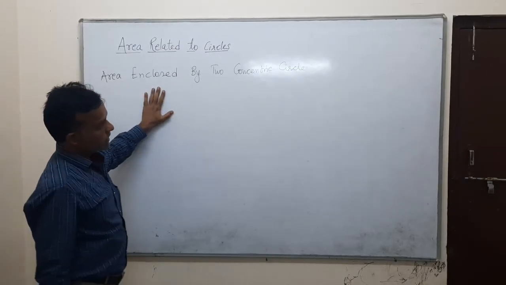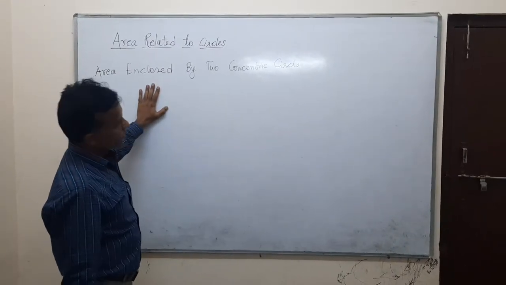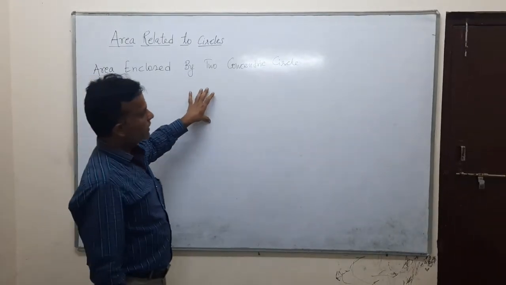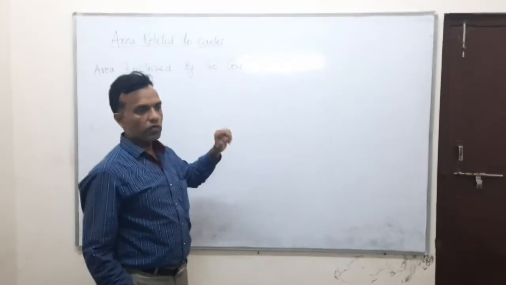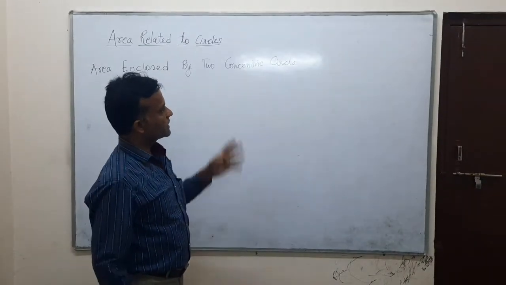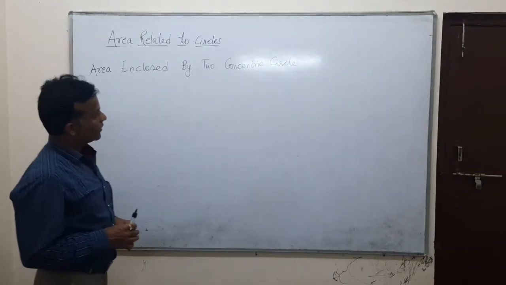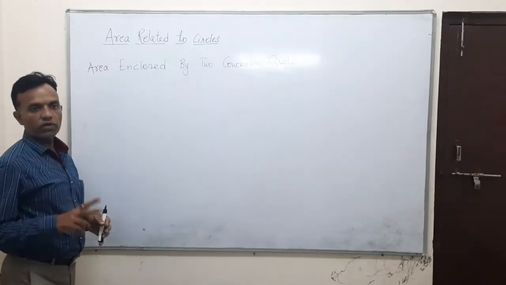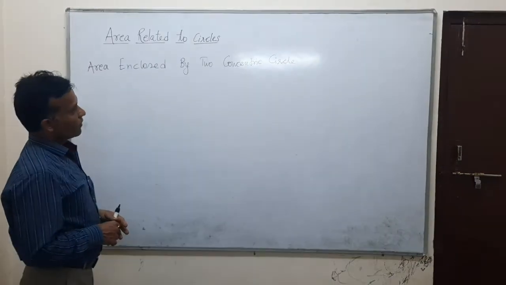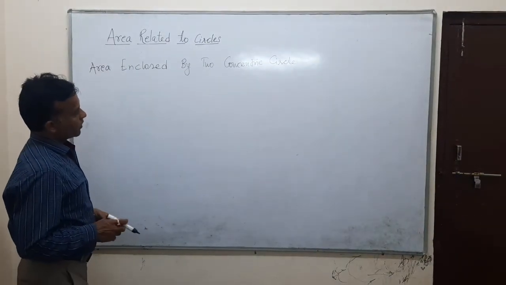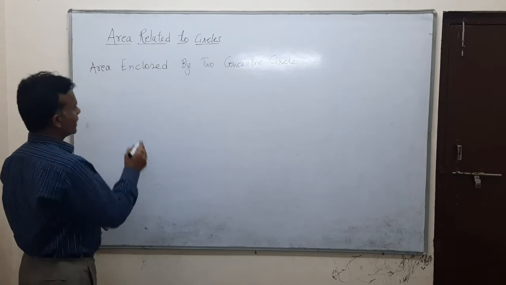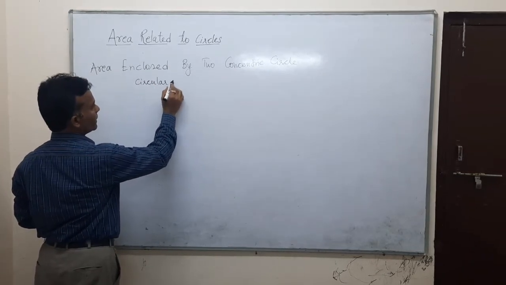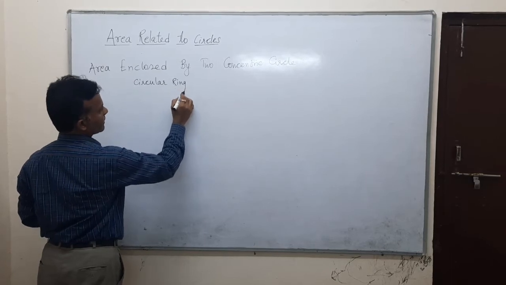Area enclosed by 2 concentric circles. What do we mean by concentric? Concentric means the circles have a common center, and you draw more than one circle; those are concentric circles. So the area enclosed by two concentric circles means we discuss two circles with a common center. This is also called a circular ring, because a circular ring is also called concentric circles.